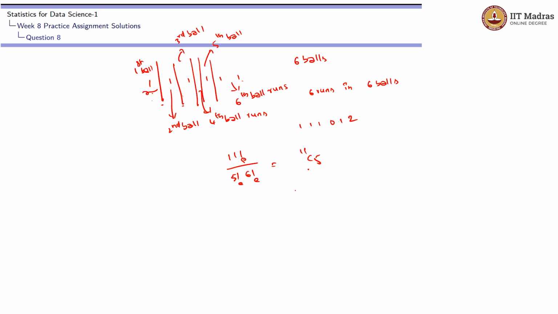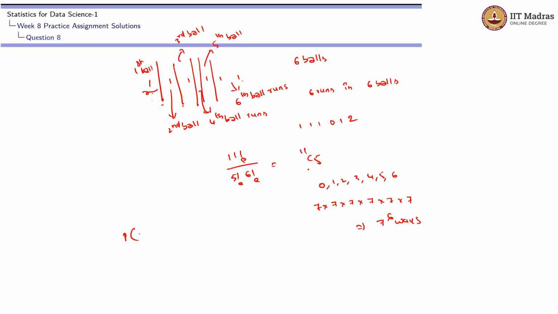But the total possible ways in which we can score runs in 6 balls would be: the first ball we can score in 7 ways. Either it could be 0, 1, 2, 3, 4, 5 or 6 runs. And in the second ball also you will be having similar chances. You will be having 7 possible ways, and the third ball 7, fourth ball 7, fifth 7 and sixth 7. So that would be 7 power 6 ways.